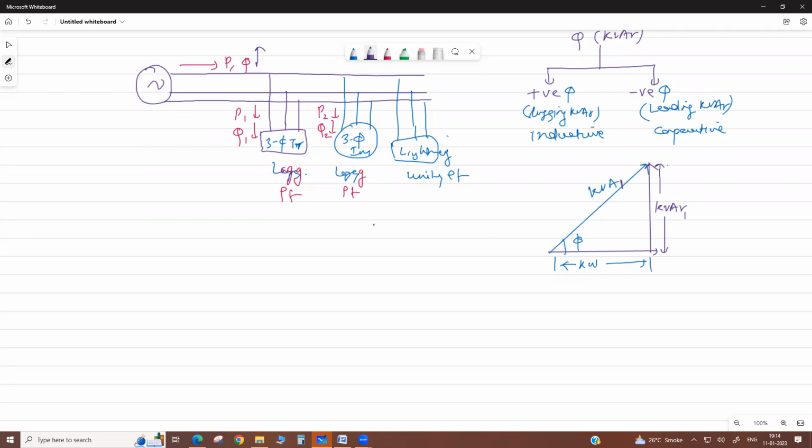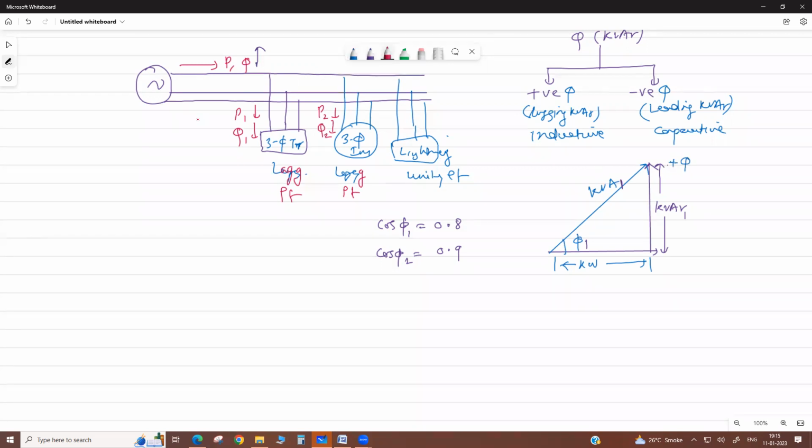Suppose cos phi 1 is 0.8 lagging. Now we want to improve this power factor, cos phi 2, to 0.9 lagging. Then this angle is reduced. How is it reduced? By introducing capacitive kVAR, leading kVAR. So if your power factor is low, meaning inductive, the reactive power demand is high, of positive type.